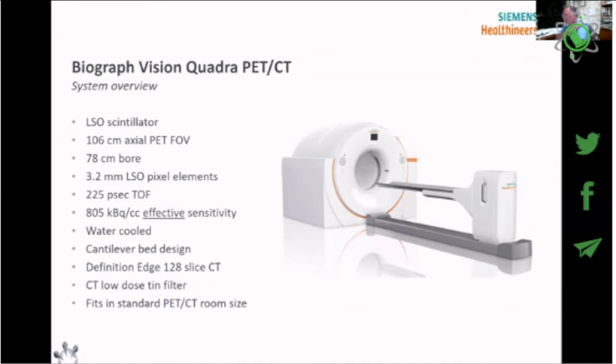More recently, Siemens has just introduced, just a month ago actually, gotten approval for their Quadra machine. It's 106 centimeters, so about a meter axial field of view. Again, this is a very nice scanner with a timing resolution of about 225 picoseconds. They report the effective sensitivity, which is related to the sensitivity, but not really exactly the same numbers. But I would be tempted to say that this machine would have maybe 100 or so sensitivity in kilobecquerels per cc.